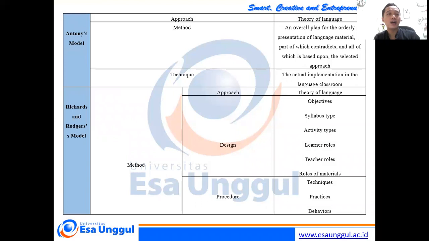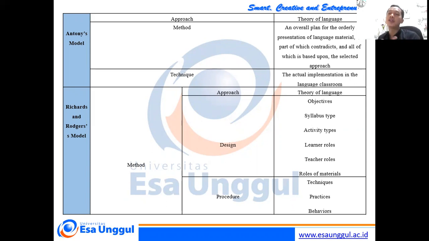According to Anthony, approach, method, and techniques are three different things. Approach is the theory of language, and method is an overall plan, and techniques is the actual implementation. Well, according to Richards and Rogers, the method is the umbrella, which consists of approach, design, and procedure.